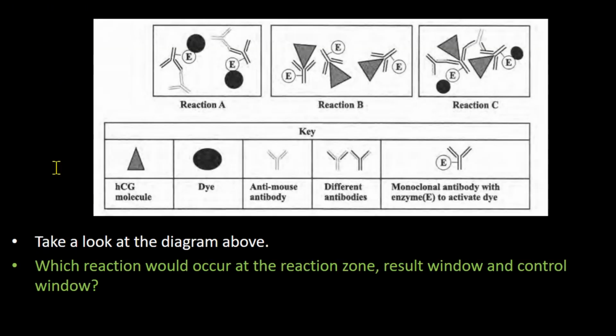Let's take a look at the diagram above. Which reaction would occur at the reaction zone, the result window, and the control window? We have reaction A, reaction B, and reaction C. And we have a little key here to show which molecule is which. Feel free to pause the video to figure it out.